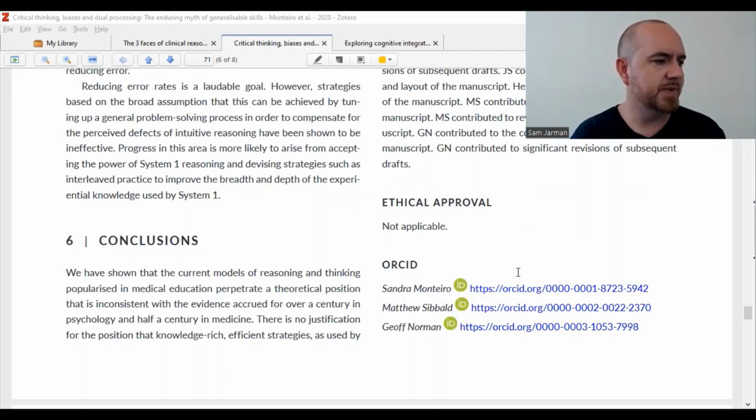We've shown that the current models of reasoning and thinking popularized in medical education perpetrate a theoretical, I think that should be perpetuate. I'm not sure, but it could be perpetrate. That just messed with me for a moment, so please excuse that.